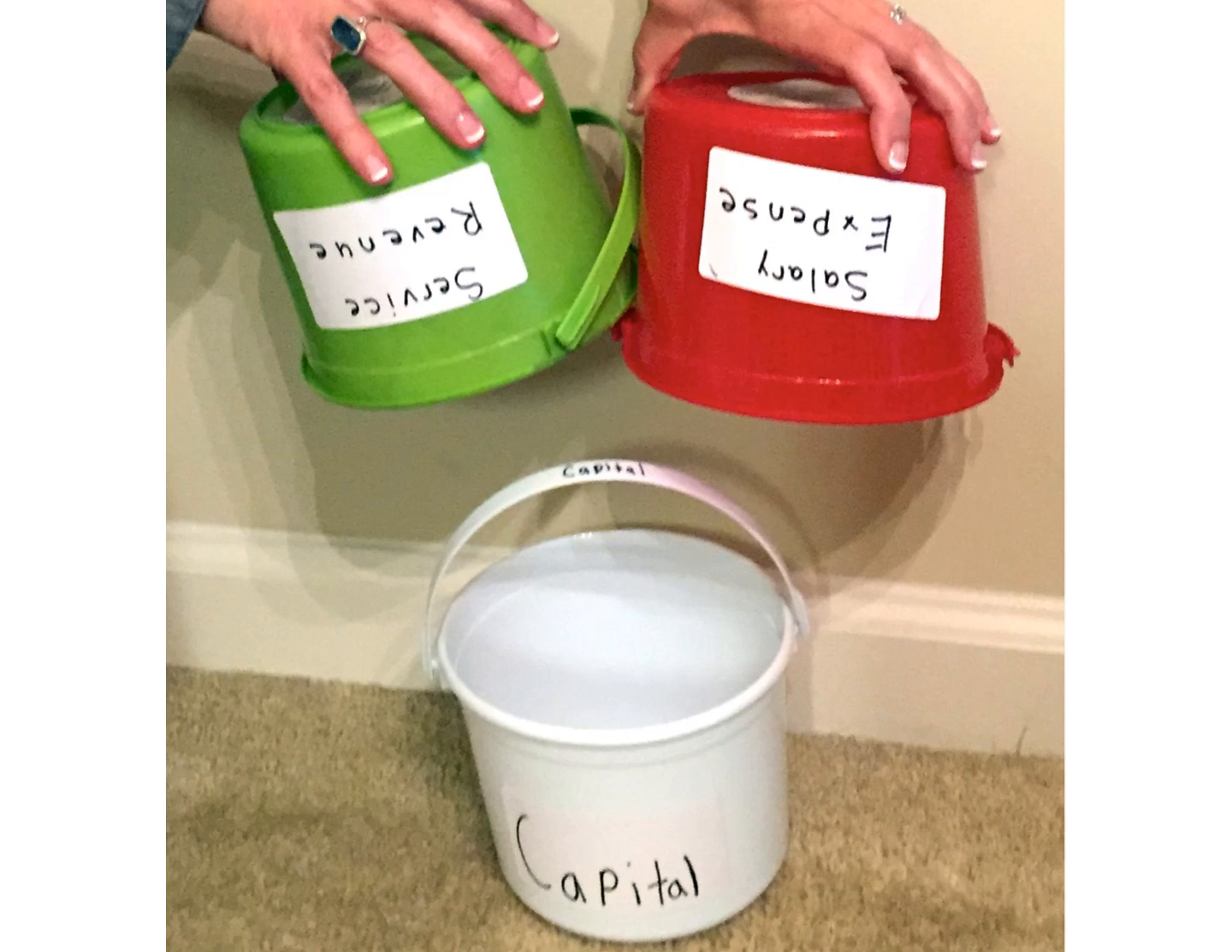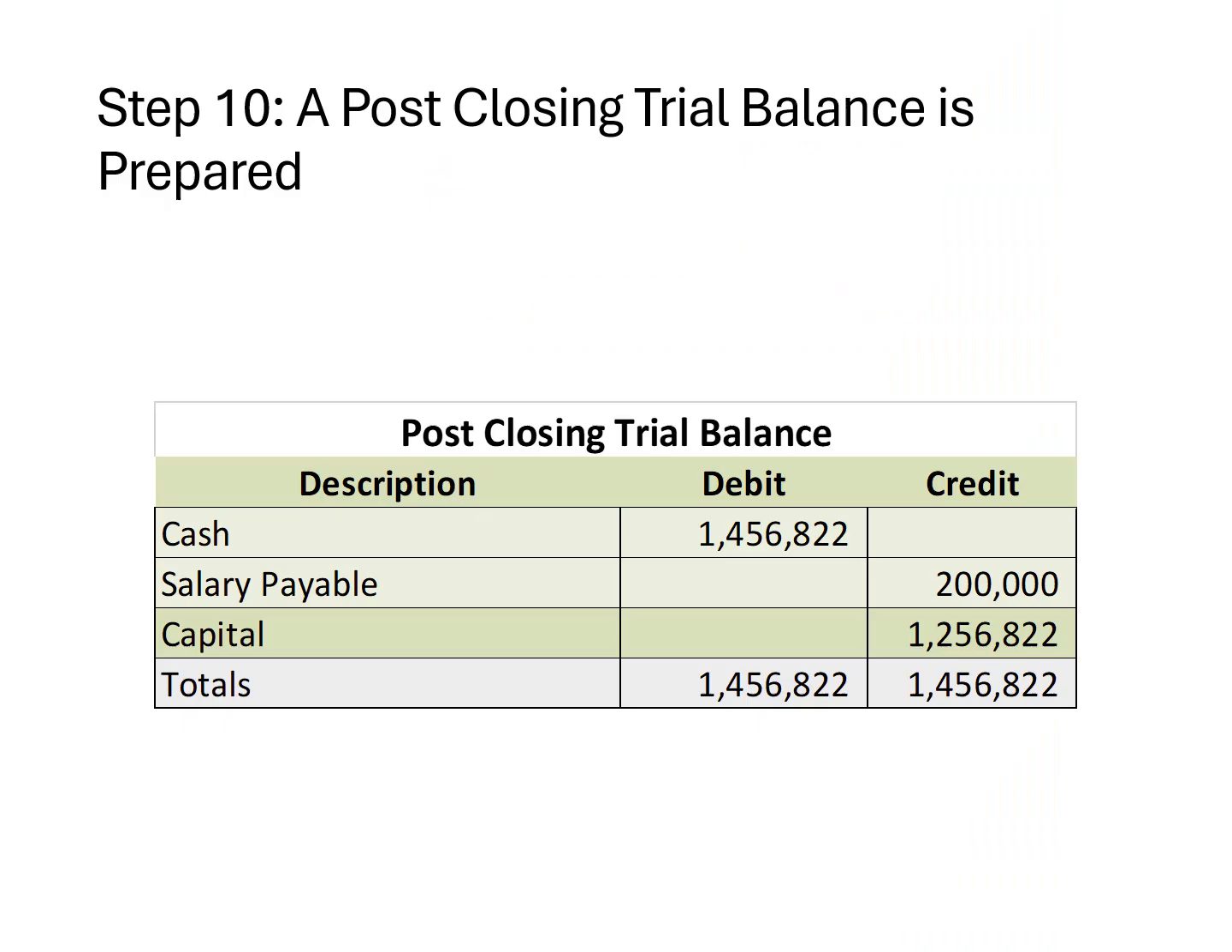Now the true way that we do this is through journal entries, closing journal entries, and posting those to the accounts, and it looks like this. Anytime we journalize and post, we always prepare a trial balance to make sure that we're in balance. This trial balance is called a post-closing trial balance, meaning after we closed our books.